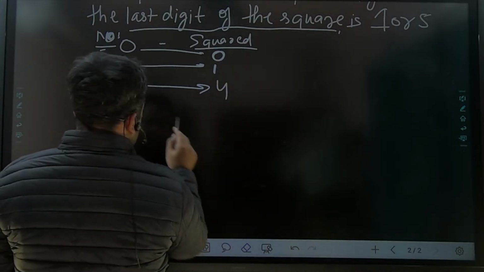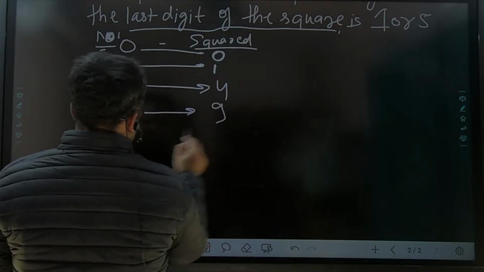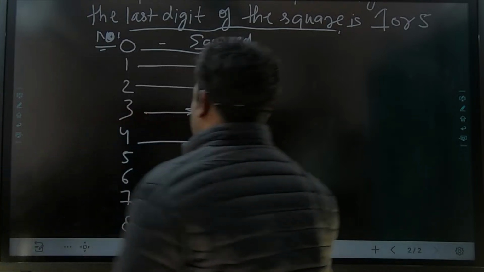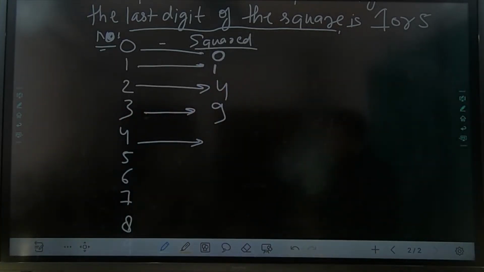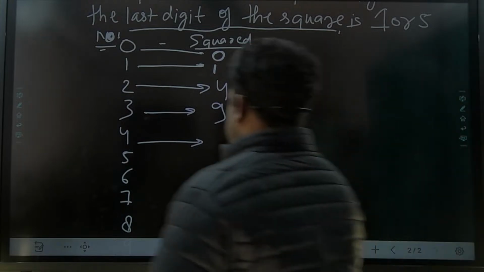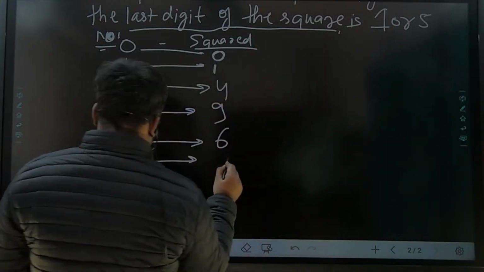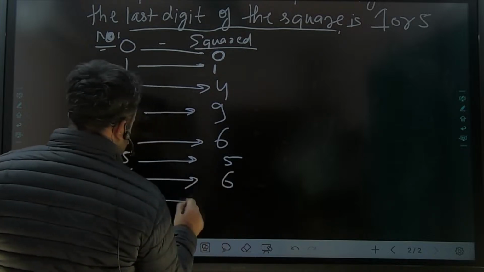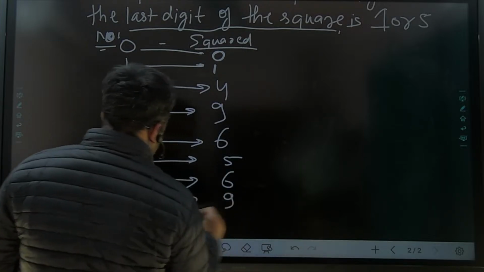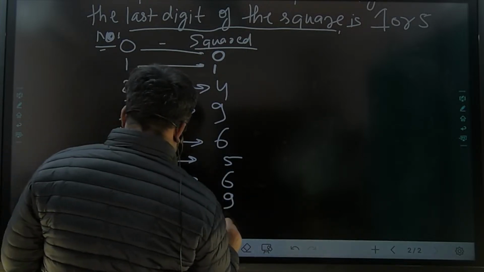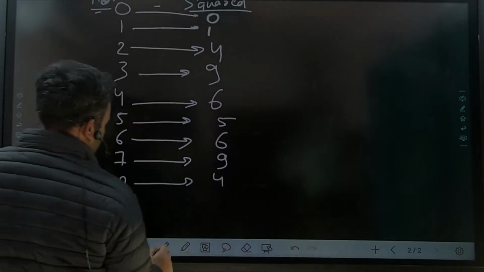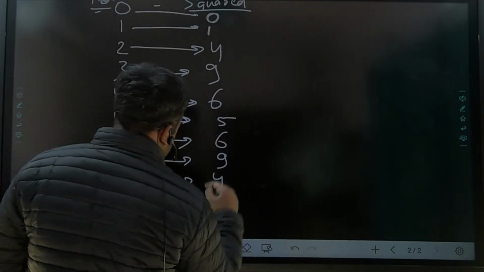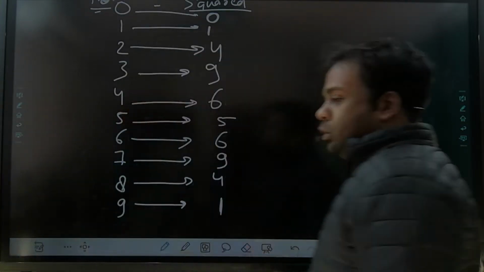Here the last digit will be squared to 9. This will be 4, 16 will be there, so we take the last digit as 6. This will be 25, so the last digit will be 5. 6 will become 36, last digit is 6. 7 squared becomes 49, so the last digit will become 9. This is 64, so this will become 4. And 9 squared is 81, so 1 will be left over at the last digit.